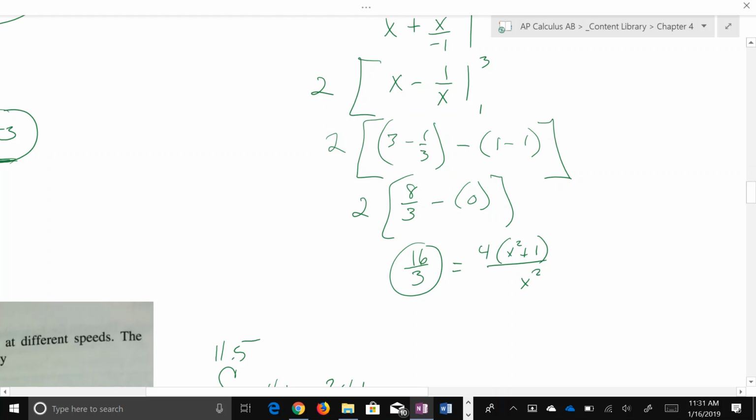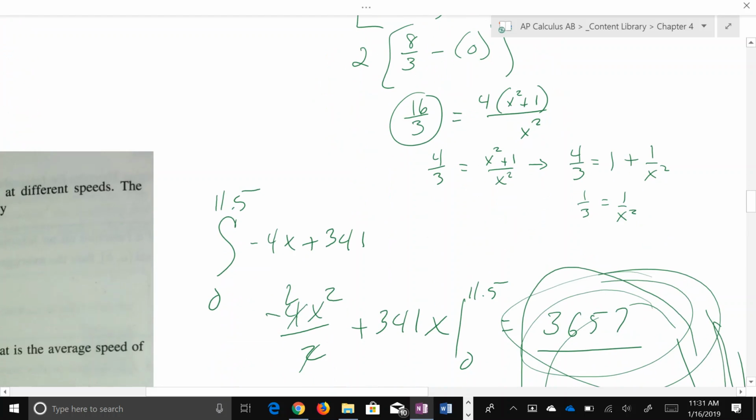All right, here we go. I'm going to divide both sides by 4. So that becomes 4/3 equals x squared plus 1 over x squared. Let's clean this up. That's 4/3 is equal to 1 plus 1 over x squared. So I'm going to subtract 1 from both sides. So 4/3 minus 1 is what? 1/3. Whenever you have a fraction equal fraction, you can flip both sides. So 3 equals x squared. So x equals square root of 3. That's where it occurs.